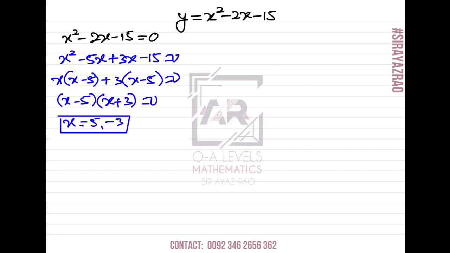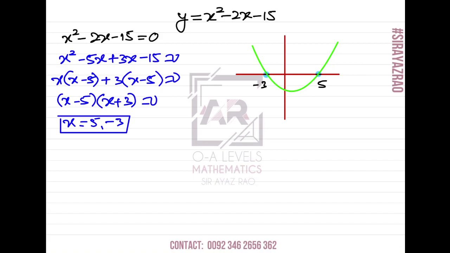Sir, on the graph, this is the quadratic graph. On the graph, you have these values, 5 and minus 3. So what do these values stand for? These are the x values where y is equal to 0. Right? So this is fine.